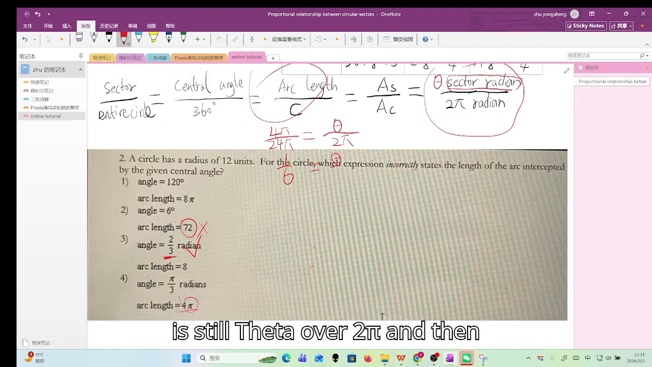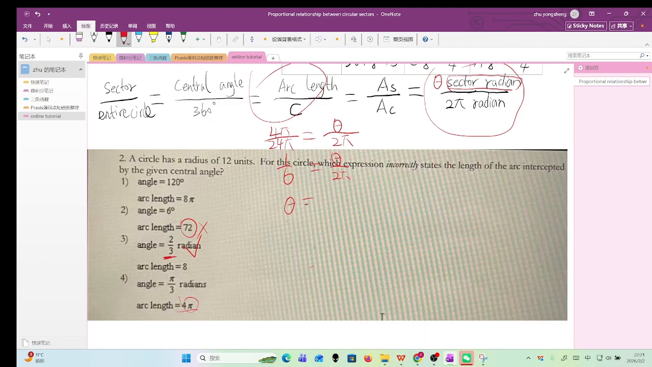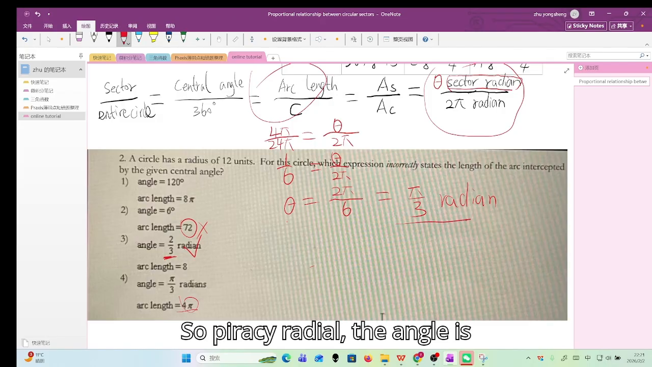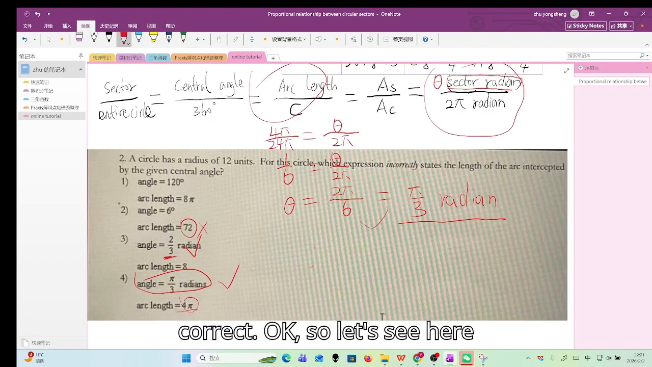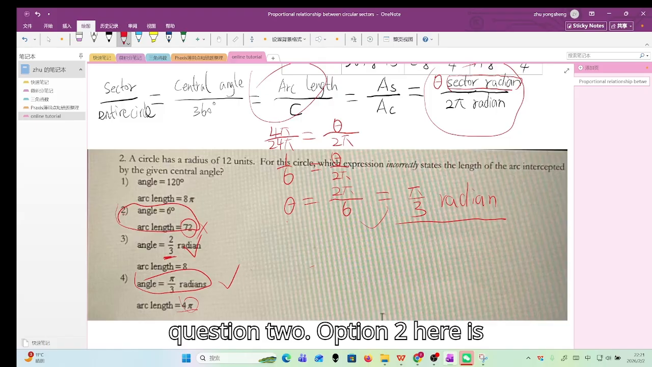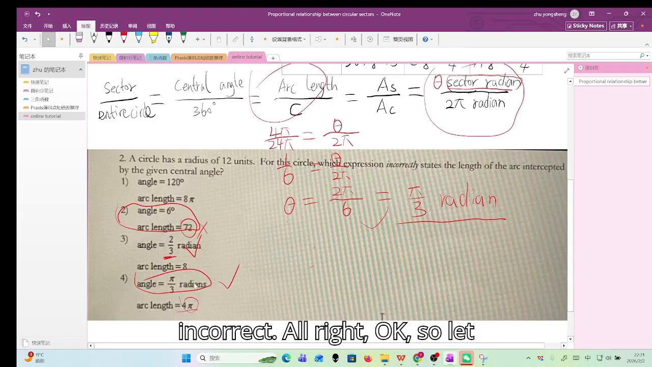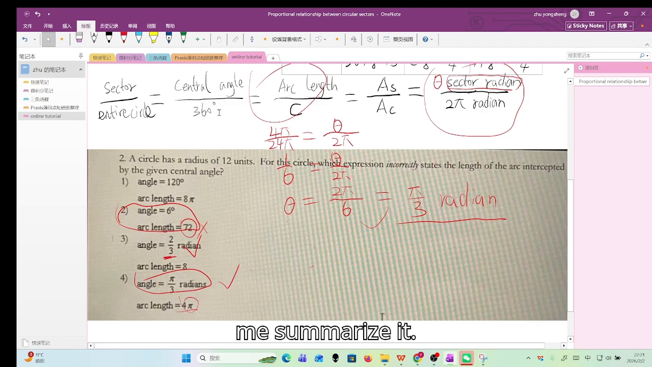The right side is still theta over 2 pi. And then both sides times 2 pi. We flip it. 2 pi over 6. So it's pi over 3. All right? So pi over 3 radians. The angle is pi over 3 radians. So it's correct. Okay, so see here, option 2 is incorrect.